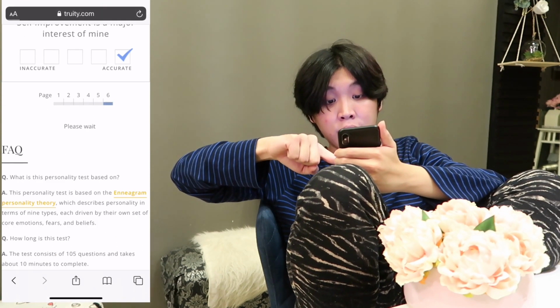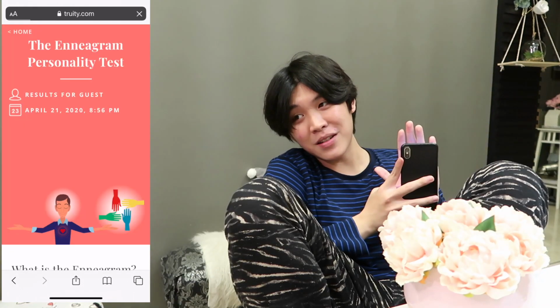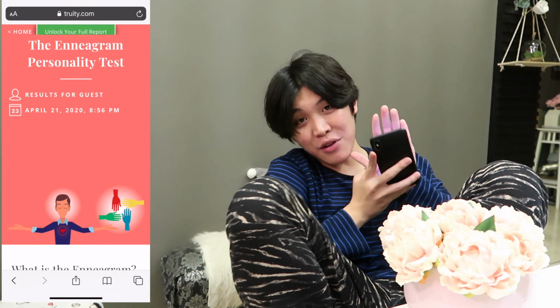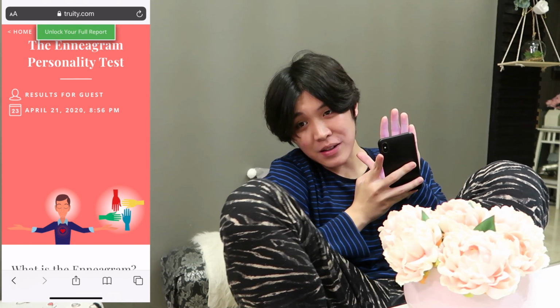Get my results. So I'm pretty curious to see if my guess of being a peacemaker is right. So hurry up y'all, make your guesses. Out of the 9 types, what do you think your boy will get? Come on. Let me hear your answer.